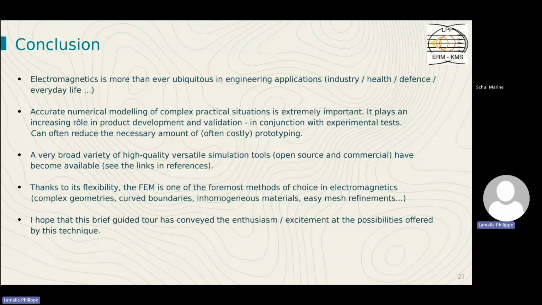And I hope that this brief guided tour has really conveyed the excitement and enthusiasm at the possibilities which are offered by this technique. Thank you very much.